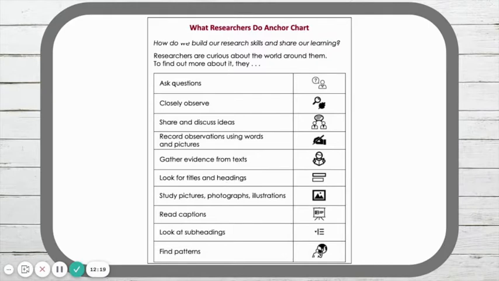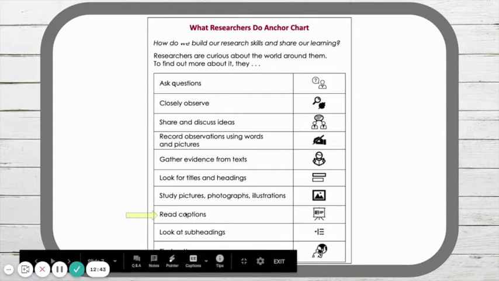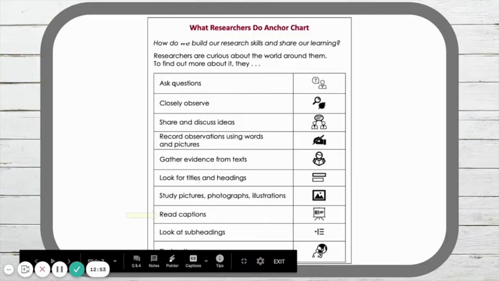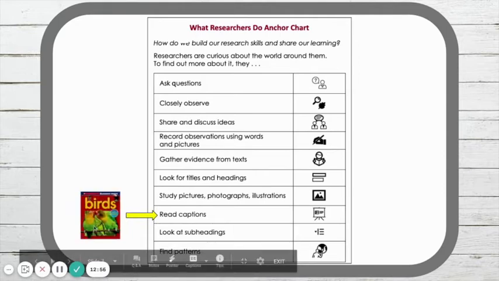Do you remember this chart? What researchers do anchor chart? Yeah. We have asked questions, we've closely observed, we've shared and discussed ideas, we've recorded observations using words and pictures, we've gathered evidence from text, we've looked for titles and headings, we've studied pictures, photographs, and illustrations, and today we did this one. We read the captions. Remember, this is the caption. And that's what we did today. We looked at those captions in our bird's text.